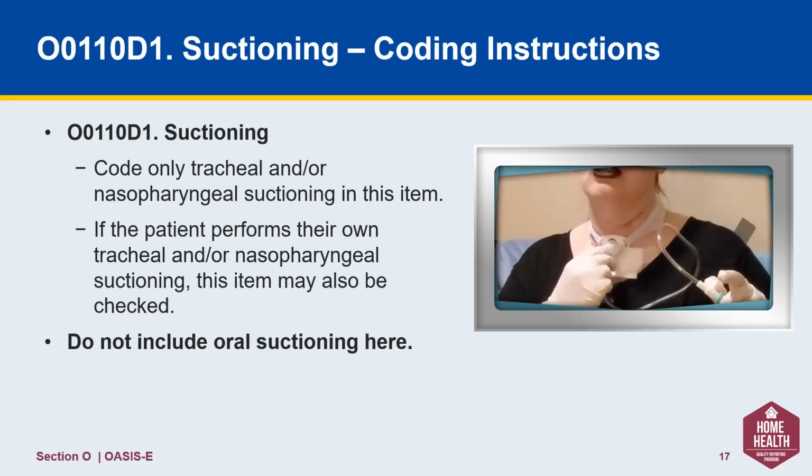O0110D1 is used for suctioning. You only code tracheal or nasopharyngeal suctioning in this item. If the patient performs their own tracheal or nasopharyngeal suctioning, this item may also be checked. Do not include oral suctioning here.